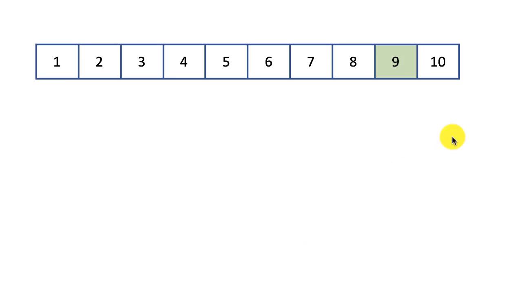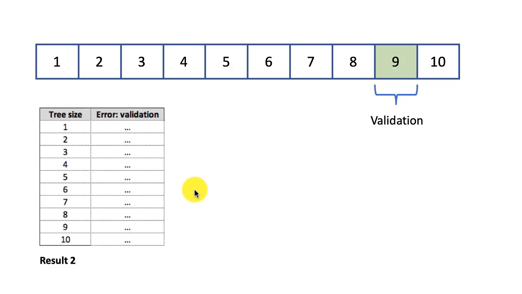Then what it's going to do is treat 1 through 8 plus 10 as the training and 9 as the validation. Okay, so every time it's going to leave out one of these 10, keep it as validation, and use the remaining 9 as training. Once again it's going to do the same process of building trees of every size, and for every tree size find the error on the validation data. Let's call that result 2.